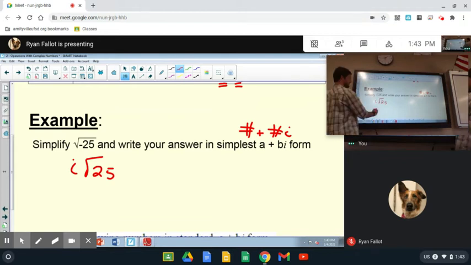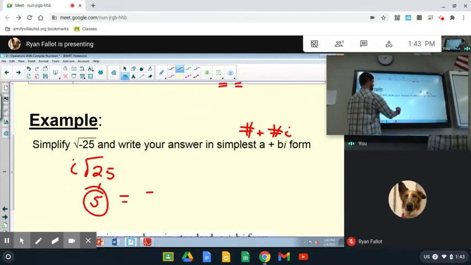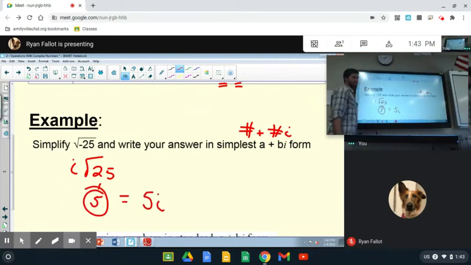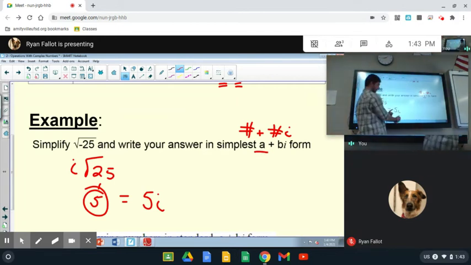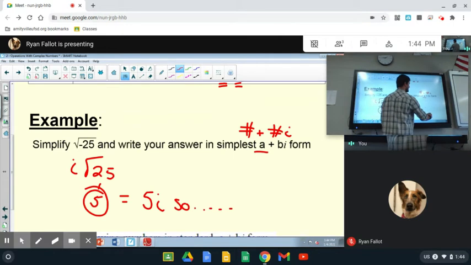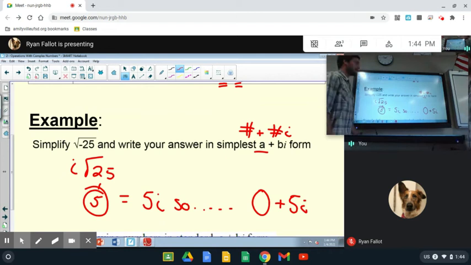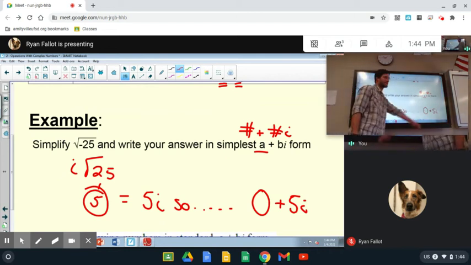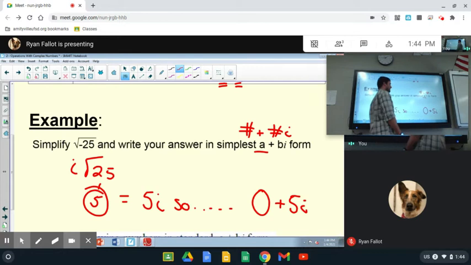That's a perfect square. So it's going to be 5. So now we have 5i. But you're missing something. A plus bi. This is just bi. So this needs to be 0 plus 5i. On a multiple choice, if you saw that, that had to be the right answer. On a part 2, if you forgot this piece, you might lose a point, but not necessarily. So 5i would be a mostly acceptable answer 99.9% of the time.